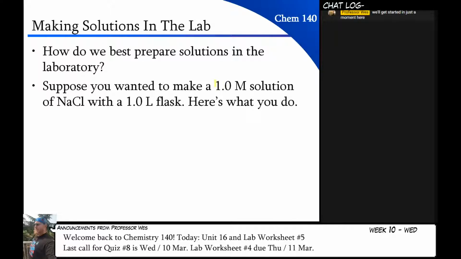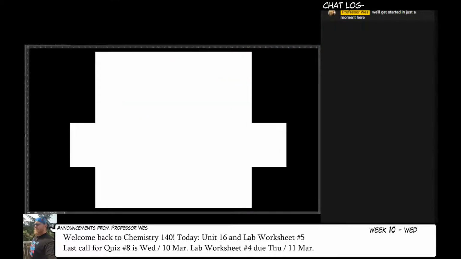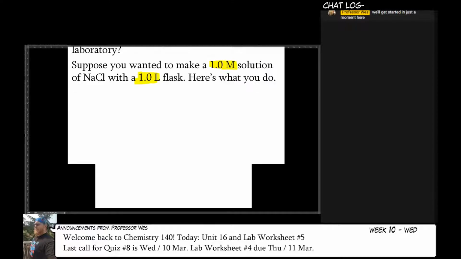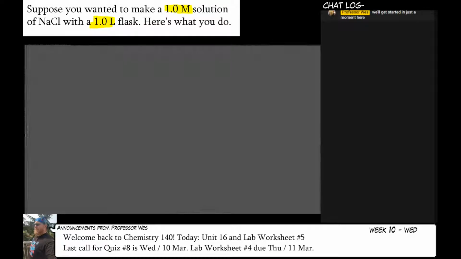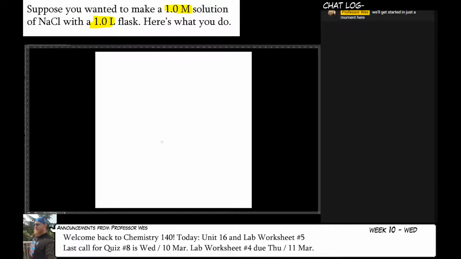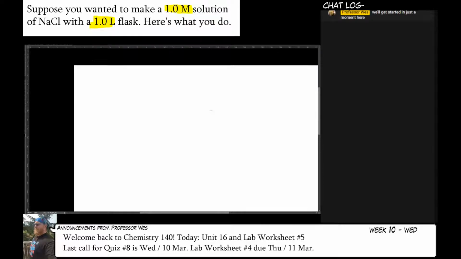Let's suppose that I wanted to make some concentration and some volume. What I'd need to do is figure out the amount of solid to put into the container. And the way that we do that is the following. Let me zoom this in. So I have a screen that doesn't write. That's great. There we go.